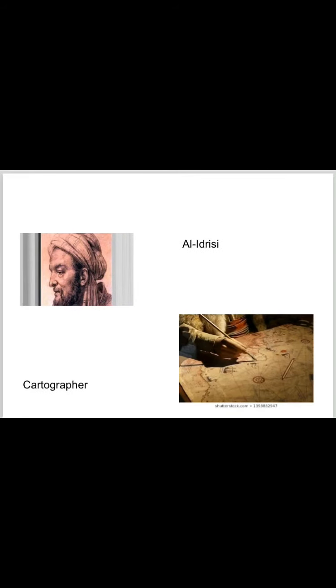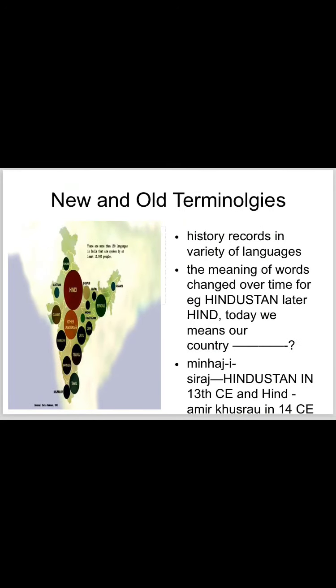Next we see the person Al-Idrisi on the left side, the cartographer who made the map. Next we are going to discuss new and old terminology. You know that our India is split into states according to language. So historians record the variety of languages, because the meanings, grammars and vocabularies differ across different languages.